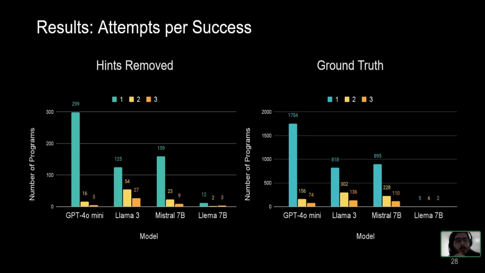The attempts per success, we can see that we get diminishing returns. So if a model does not have a successful result on the first attempt, the second attempt will have even less chance of having one, and the third even less. So you can see it really clearly in the graph. And most for GPT-4o Mini, which had the best success, most of them were fixed already in the first attempt.